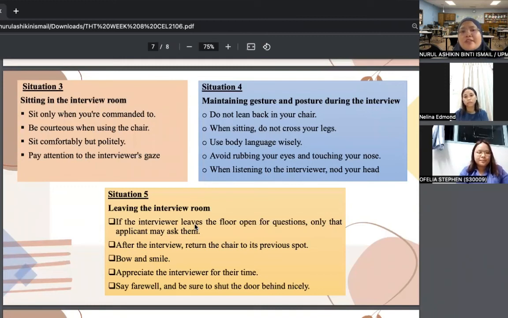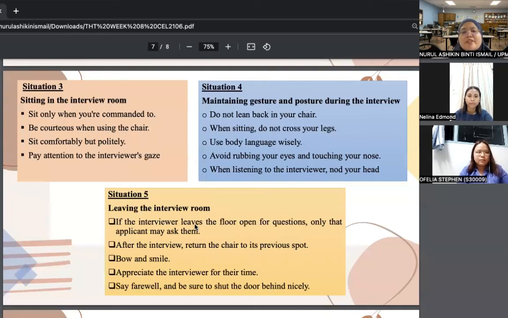After the interview, return the chair to its previous spot. And then we bow and smile. By showing this gesture, we show that we very much appreciate and respect the interviewer.